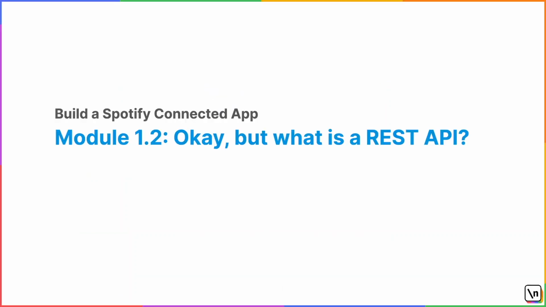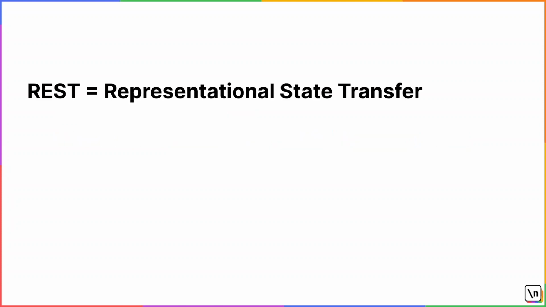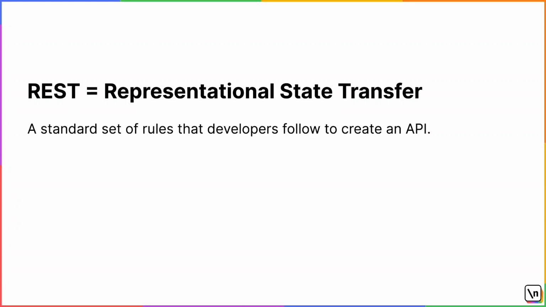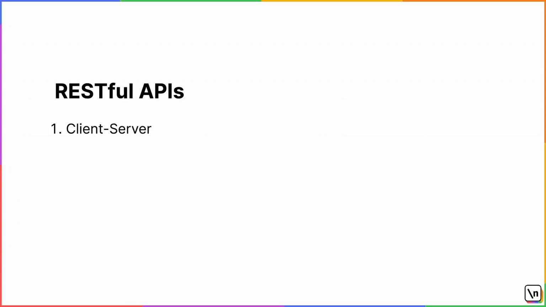So when people talk about third-party APIs like the Spotify API, the Twitter API, or the GitHub API, what they're really talking about is a REST API. REST stands for Representational State Transfer. So if an API is a set of rules that allows one piece of software to talk to another, then REST is a standard set of rules that developers follow to create an API. These rules determine what the API looks like. So for an API to be considered RESTful, there are certain criteria that need to be met.